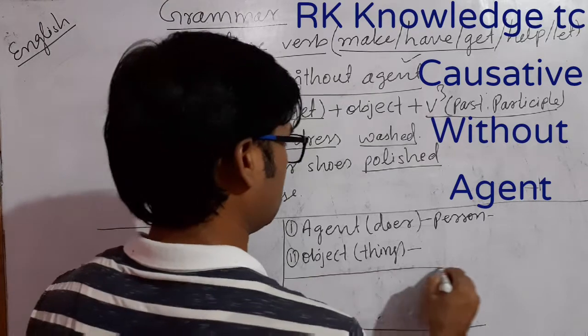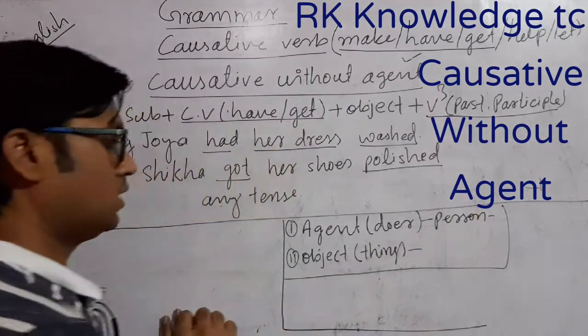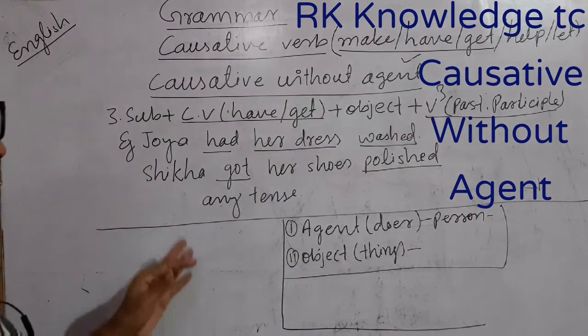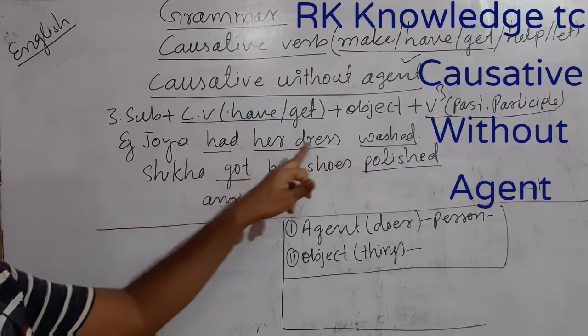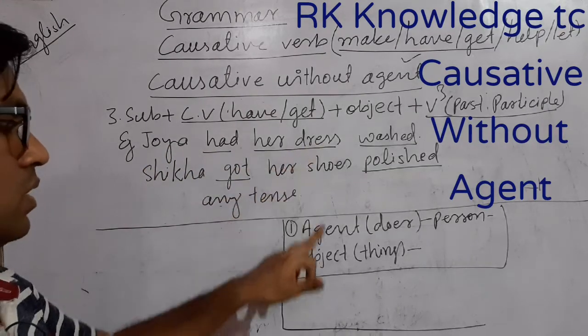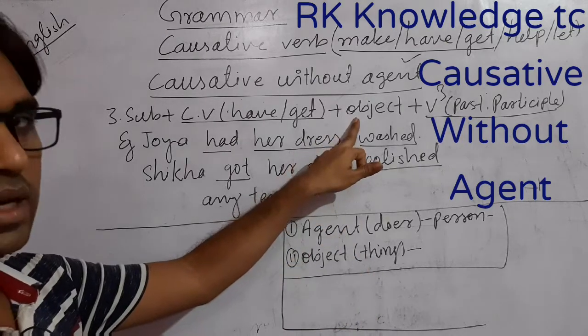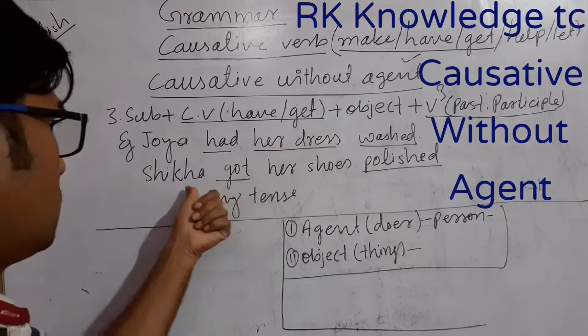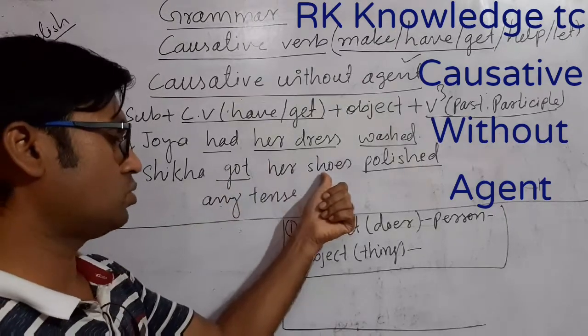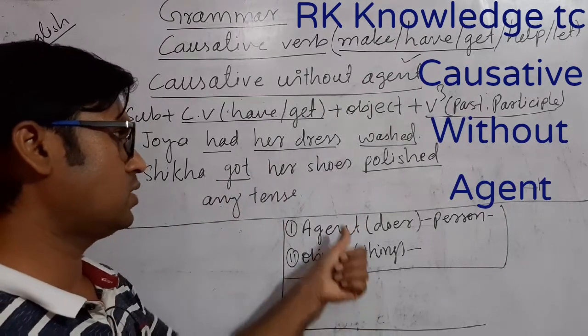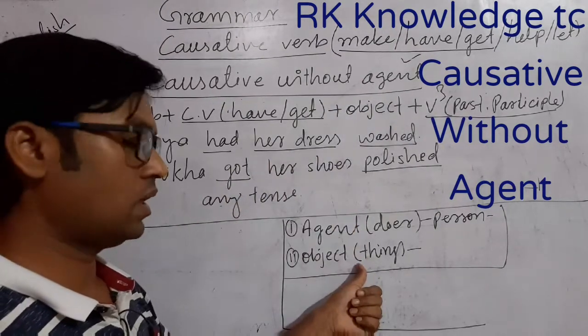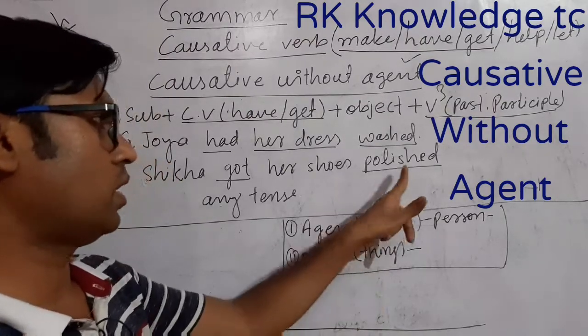So these are the object. See there, Zoya had her dress. Her dress belongs to the object, things, so it is considered an object, not an agent. Here also, got her shoes. Shoes belong to the object. So with an object we should use verb 3 here.